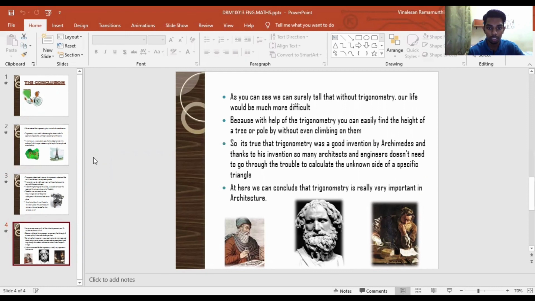Now, as you can see, we can surely tell that without trigonometry, our life would be much more difficult, because with the help of trigonometry, you can easily find the height of a tree or a pole without even climbing on them. It's very true that trigonometry was a good invention, and thanks to it, so many architects and engineers don't need to go through the trouble to calculate the unknown side of a specific triangle. Here, we can surely conclude that trigonometry is really very important in architecture.